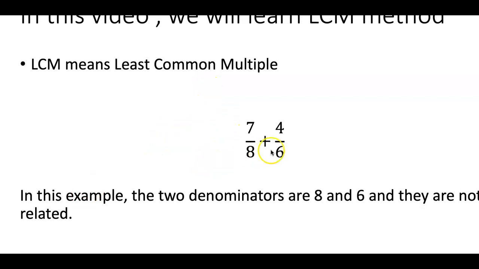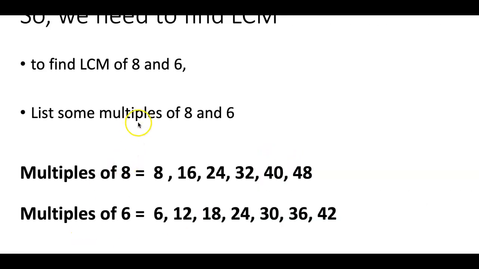In this example, the two denominators as you can see are 8 and 6 and they are not related. So we need to find LCM of these two numbers which are 8 and 6. In order to find LCM or least common multiple, we will list some of the multiples of 8 as well as 6. So multiples of 8 are 8 times 1 is 8, 8 times 2 is 16, 8 times 3 is 24, 8 times 4 is 32, 8 times 5 is 40, 8 times 6 is 48.